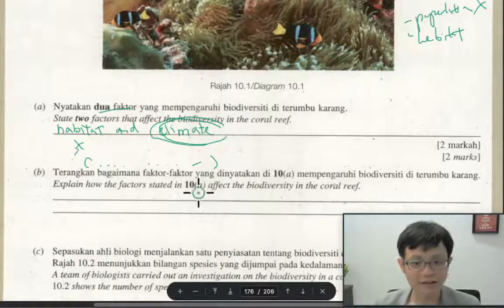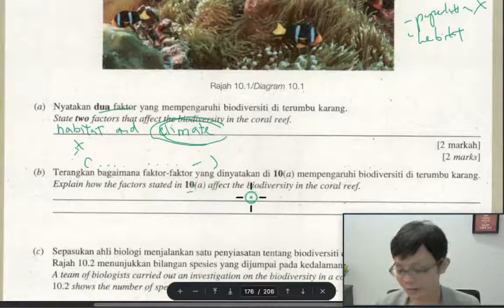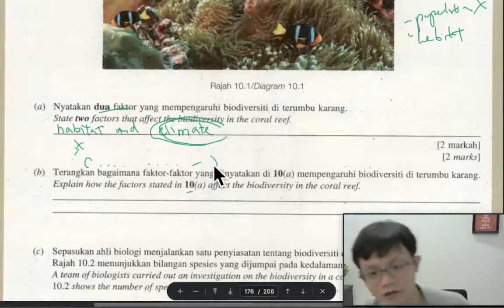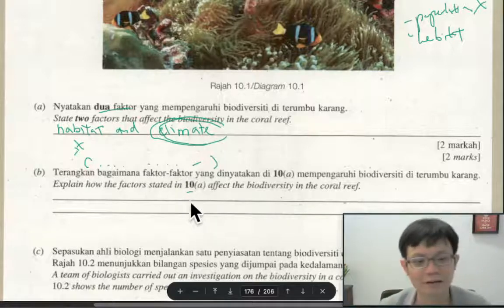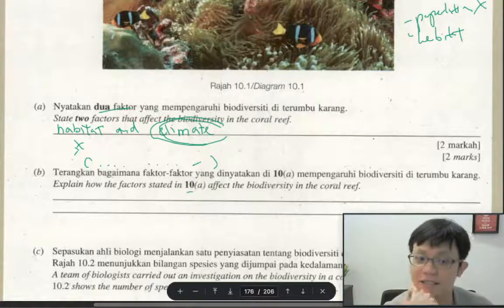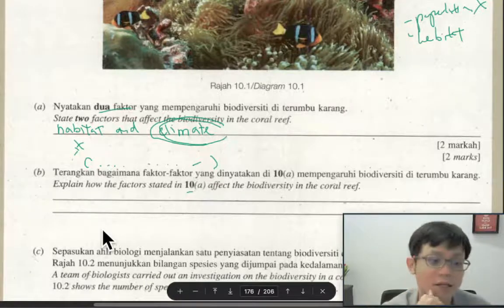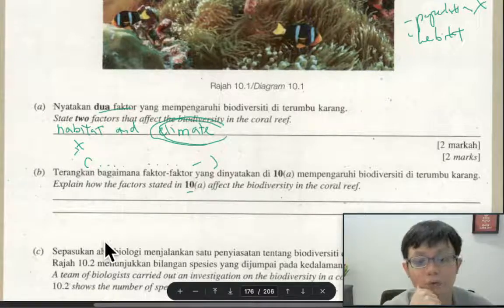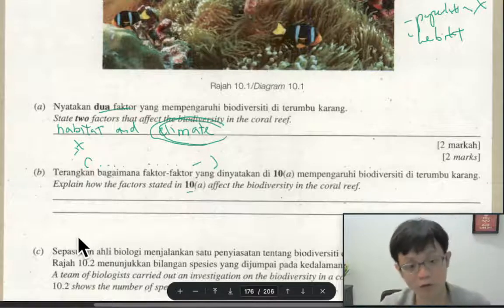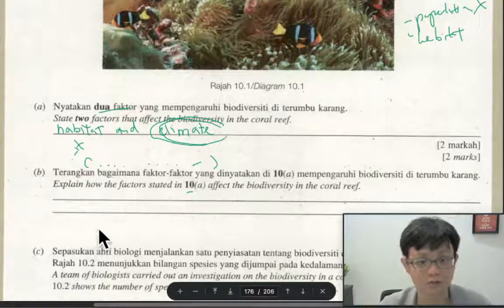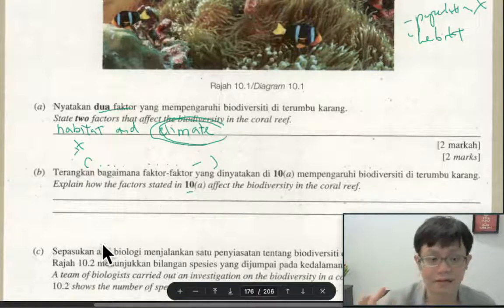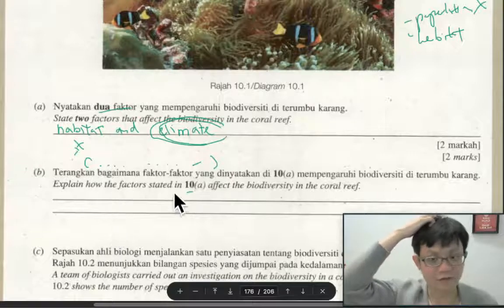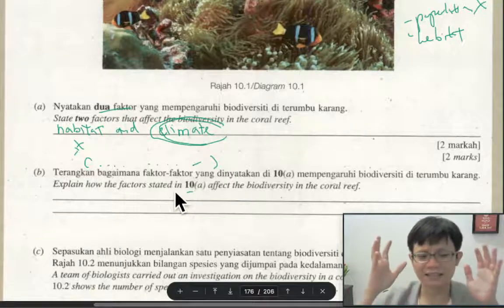Explain how the factors in 10A affect the biodiversity. It's a very good try because a student said temperature, and it's almost correct. Actually, you can say temperature. Temperature is correct because with a suitable temperature, it will create a more suitable habitat for the organisms to live. So temperature is important, correct or not? Because if it's too hot, then you also don't want to stay. So state the factor. Maybe the question is very abstract.